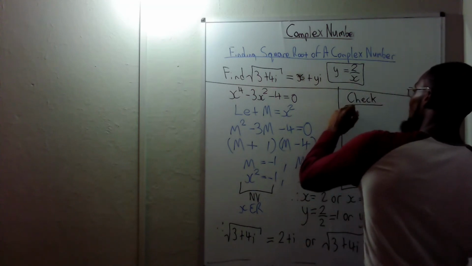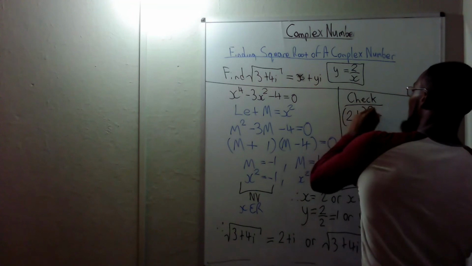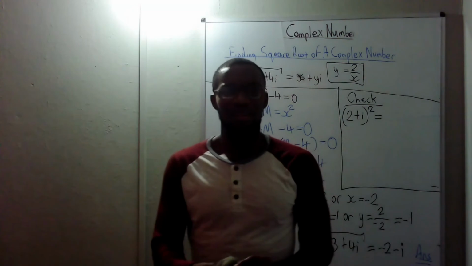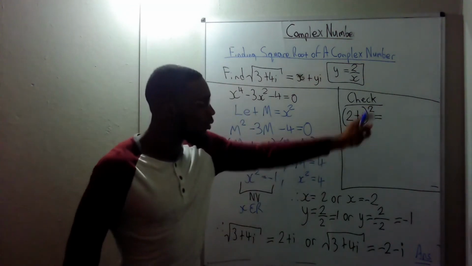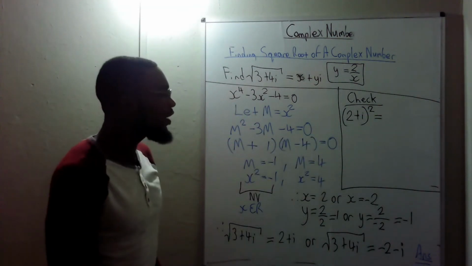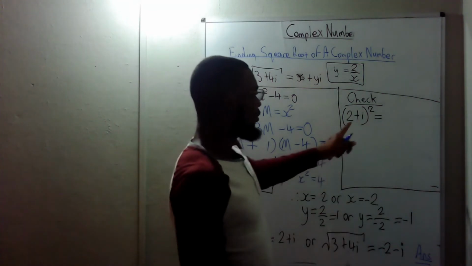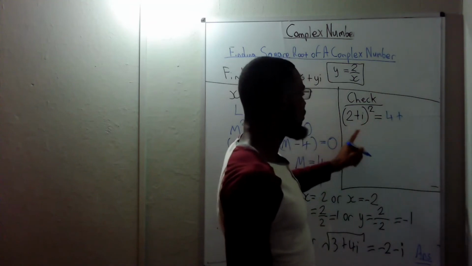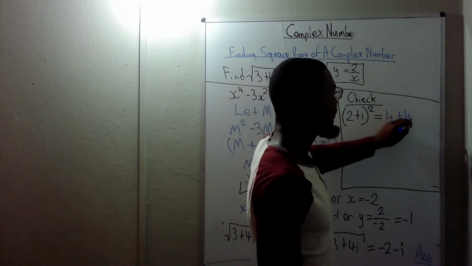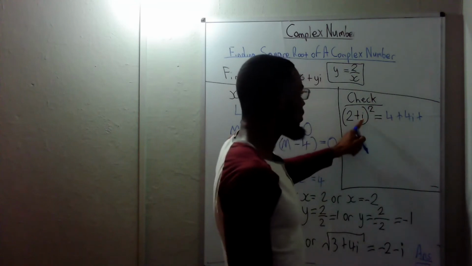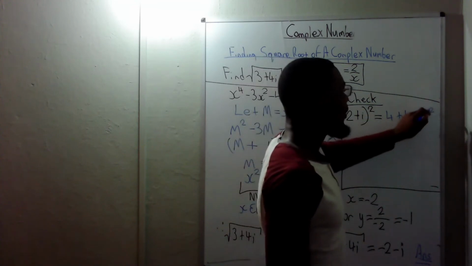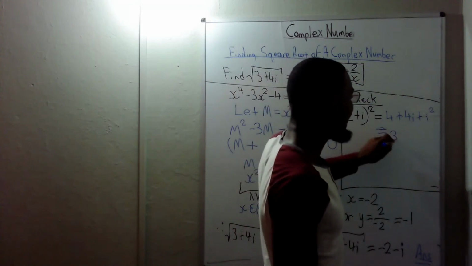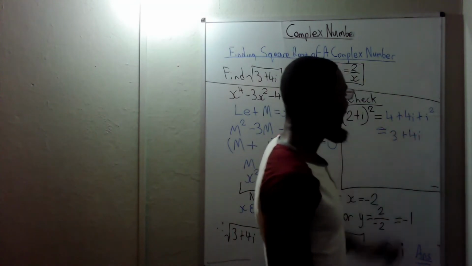Look at it. 2 plus i, we're going to square it. When we square it, we should get 3 plus 4i, shouldn't we? If we square it and we get 3 plus 4i, then we know we're correct. So look at it. First term squared is 4, plus twice the product of the 2. 2 times 2 is 4, so this is 4i, plus the second term squared, i squared. But i squared is negative 1. 4 minus 1 is 3. So look at that. We get 3 plus 4i.